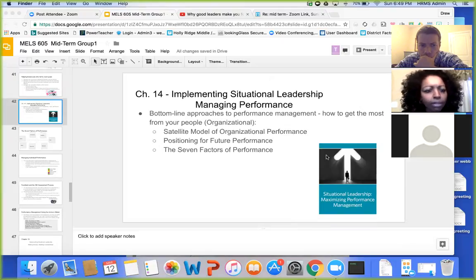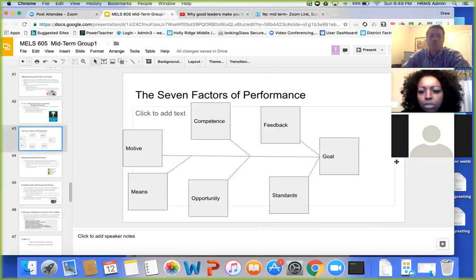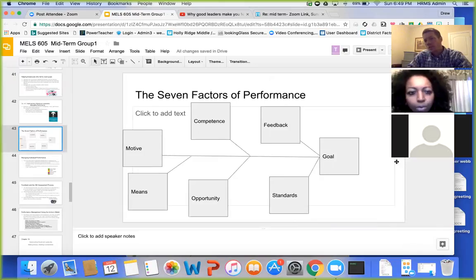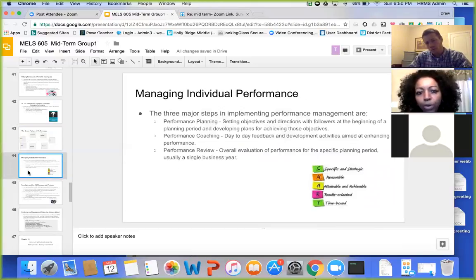The one that stood out to me more. And there are the 7 factors. Motive, what's the motive of your employees? Competence, feedback, goal, standards, opportunity, and means. And all these 7 factors go into performance, managing the performance of your workers.